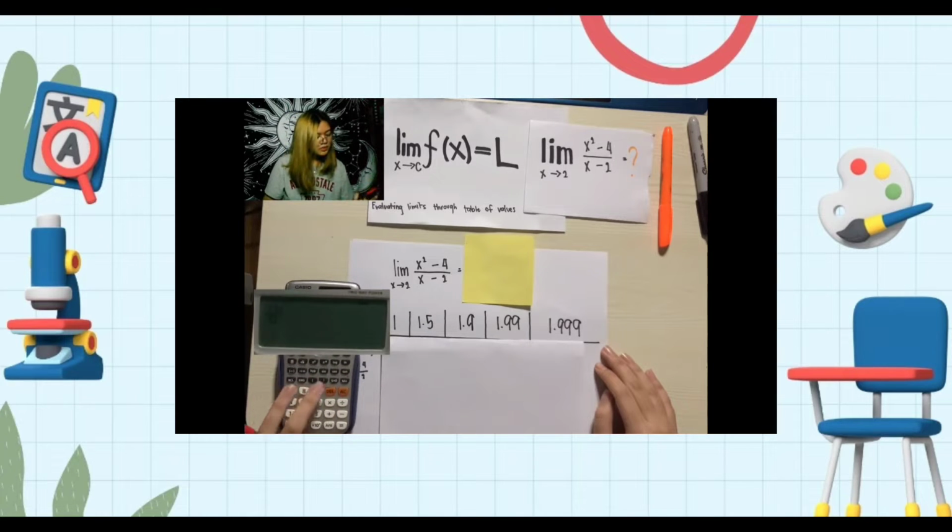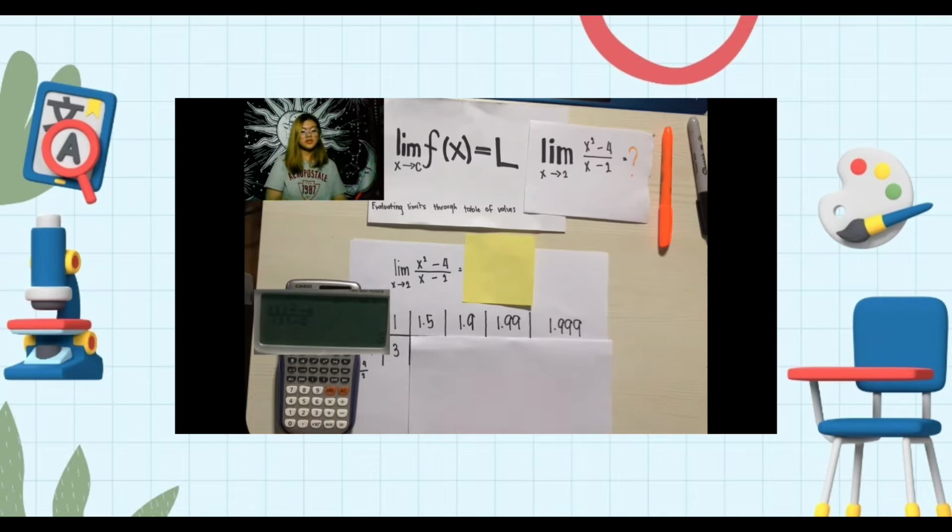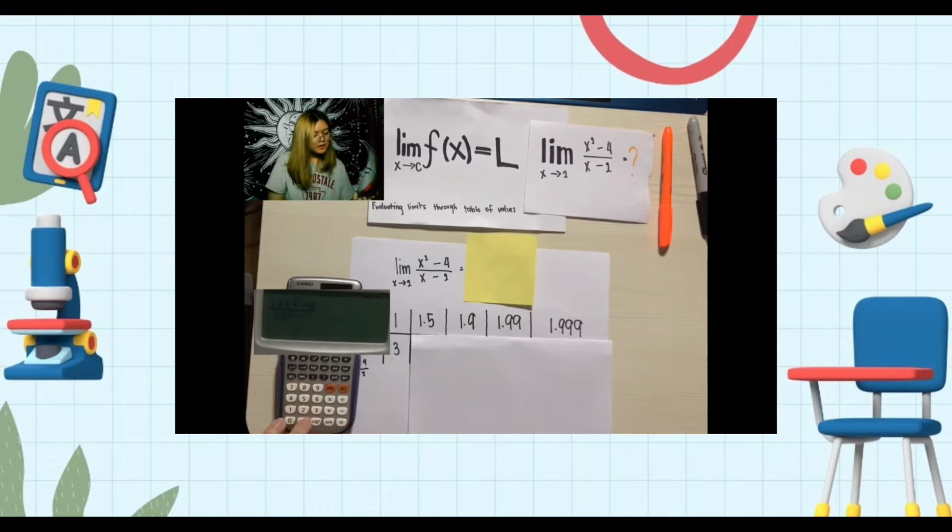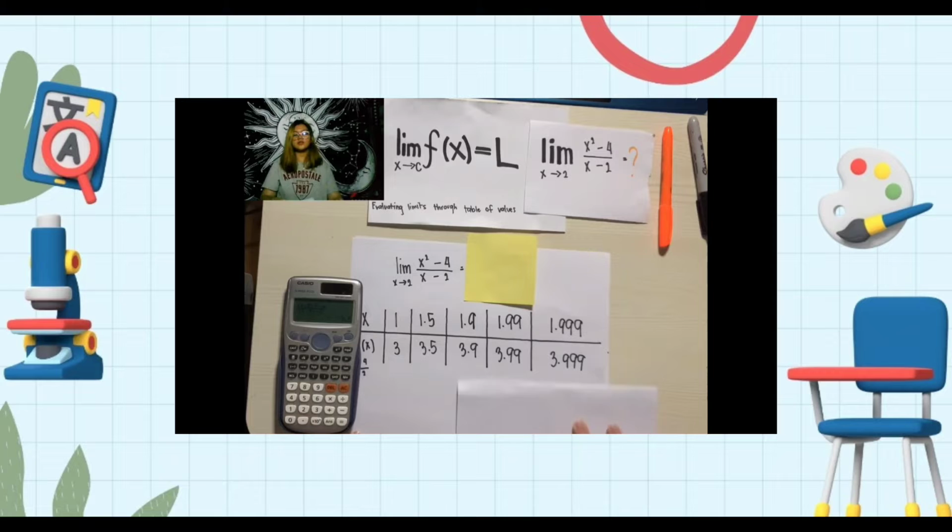So 1 squared, and so on, it is equal to 3. The next one is 1.5. Let's change it to 1.5. There, 3.5.